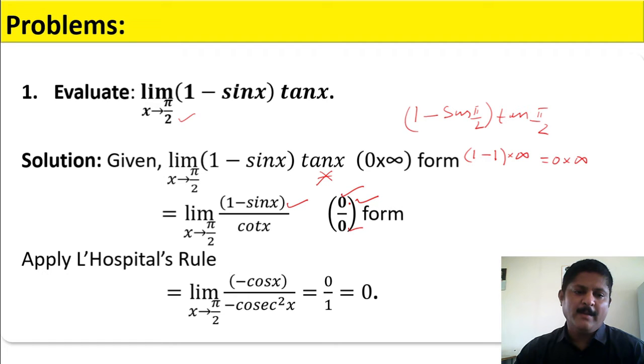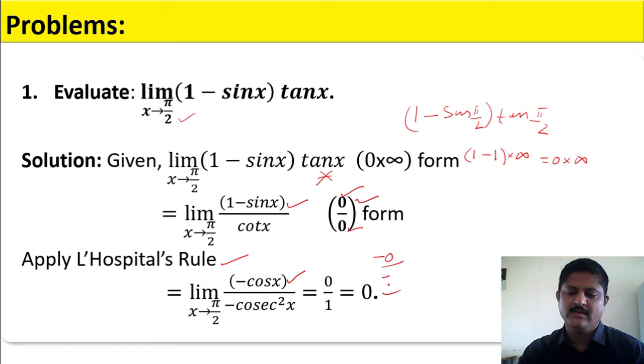Apply L'Hospital's rule. The differentiation of 1 minus sin x is minus cos x, and the differentiation of cot x is minus cosecant square x. Therefore, the limit as x tends to pi by 2 of minus cos x divided by minus cosecant square x. Put x equals pi by 2: minus cos pi by 2 is minus 0, divided by minus cosecant square pi by 2, which is minus 1. So 0 by 1, which equals 0.